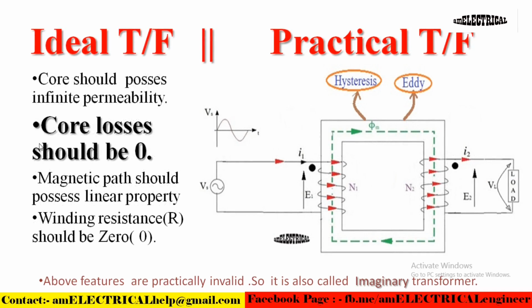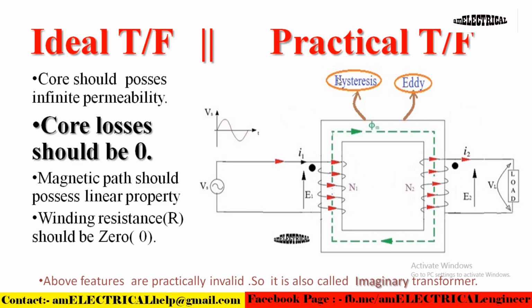The second point we discussed is that core losses should be zero. This point is also invalid because the core loss, or iron loss, consists of hysteresis and eddy current loss, which are always present in the ferromagnetic core of the transformer. As the transformer is operated by the AC supply voltage, here you can see Vs is the supply voltage. In reality, we cannot make this loss zero, we can only minimize it.